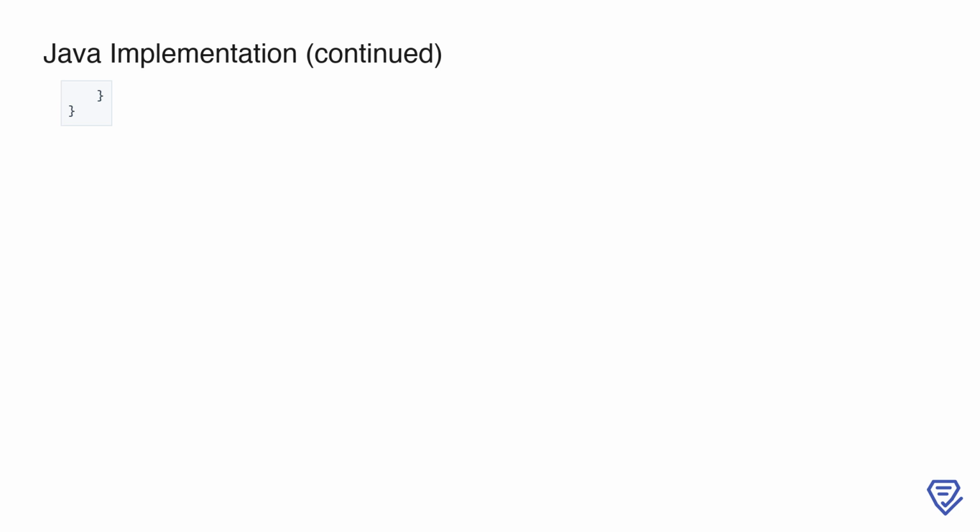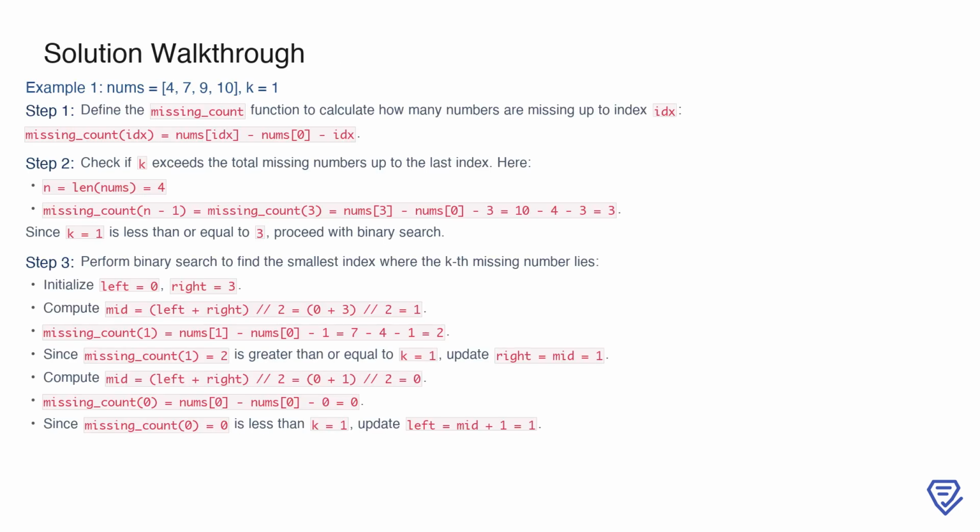To solve this problem, we start by defining a helper function called missing_count. This function calculates how many numbers are missing from the sequence up to a given index idx. The formula is missing_count(idx) equals nums[idx] minus nums[0] minus idx, which essentially measures the gap between the actual value at nums[idx] and the expected value if there were no missing numbers up to that index.